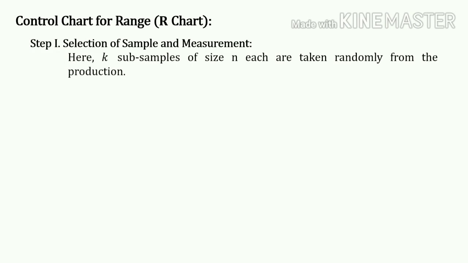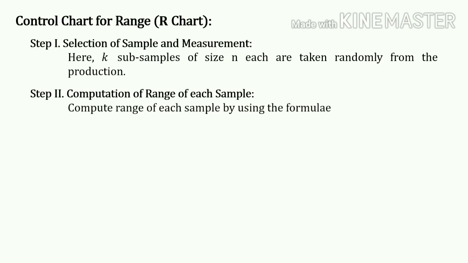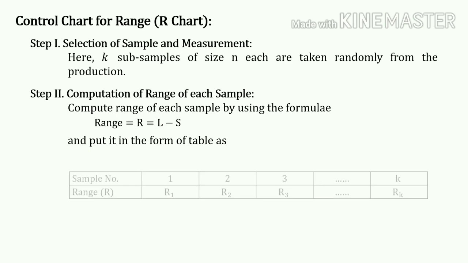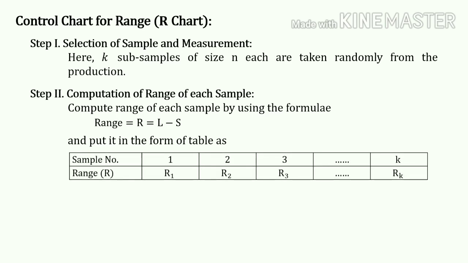Step 1, selection of sample and measurement. In this step we have to select k subsamples, each of size n, from the production process randomly. Step 2, computation of range of each sample. We have to compute range of each sample by using the formula range R is equal to L minus S, and we have to put it in the form of a table as sample number 1 and corresponding value of range is R1, sample number 2 R2, R3 and so on, up to the kth sample it is Rk.